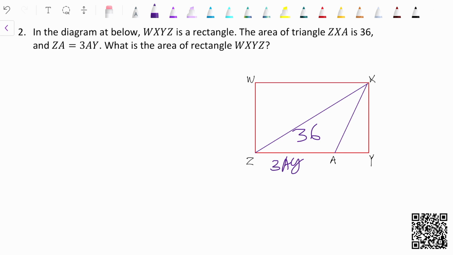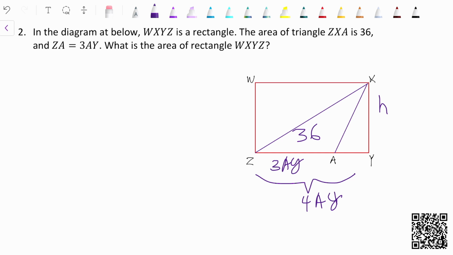Since line ZA is equivalent to 3AY, this means that this entire side is 4AY. And we also know that the base of our triangle, 3AY, times whatever height it is, divided by 2, is equivalent to 36. So our triangle ZXA, its area is equivalent to 36, as the problem has already stated. We can call this side H because it is the height of triangle ZXA.